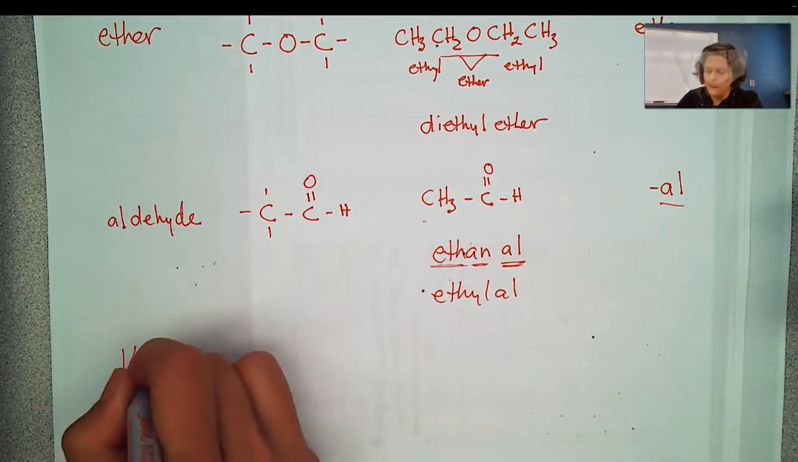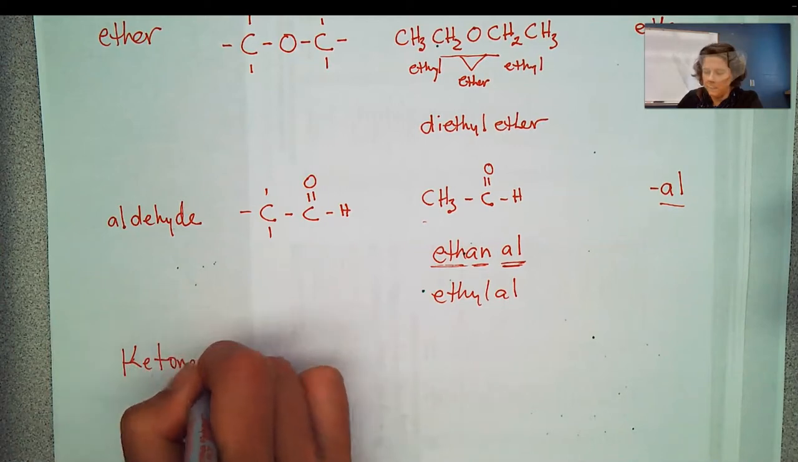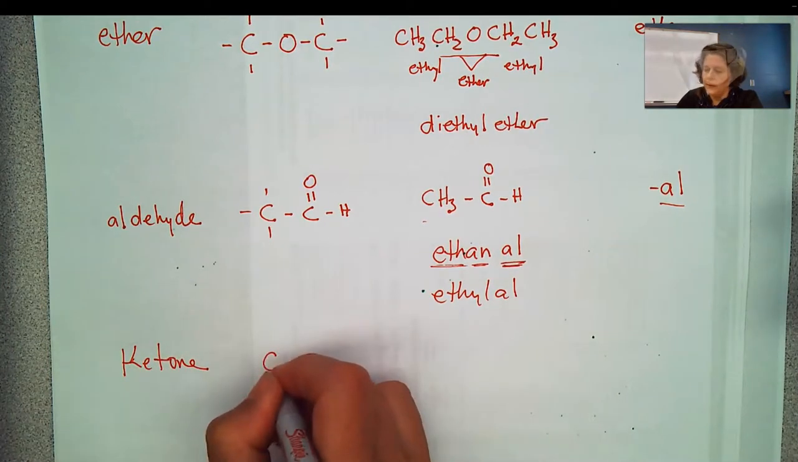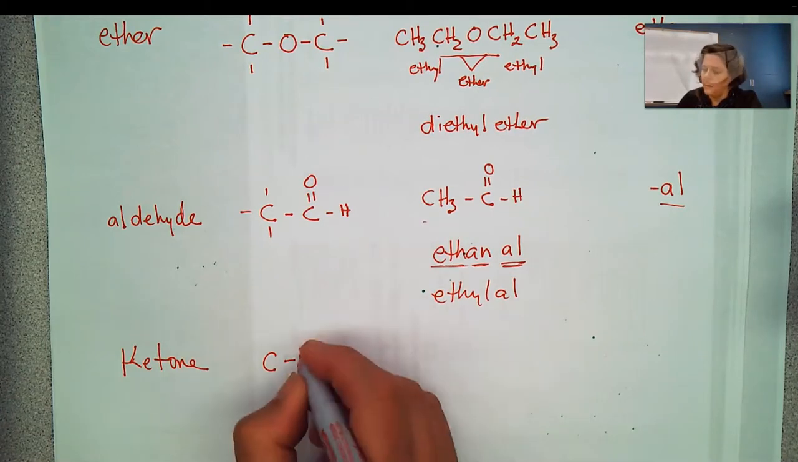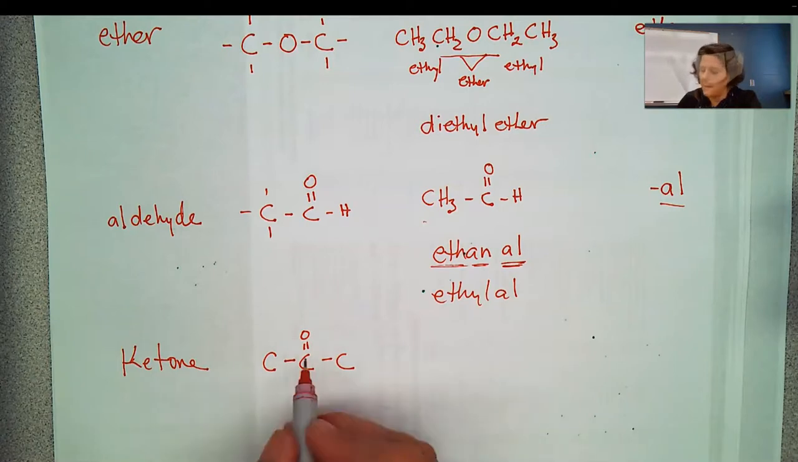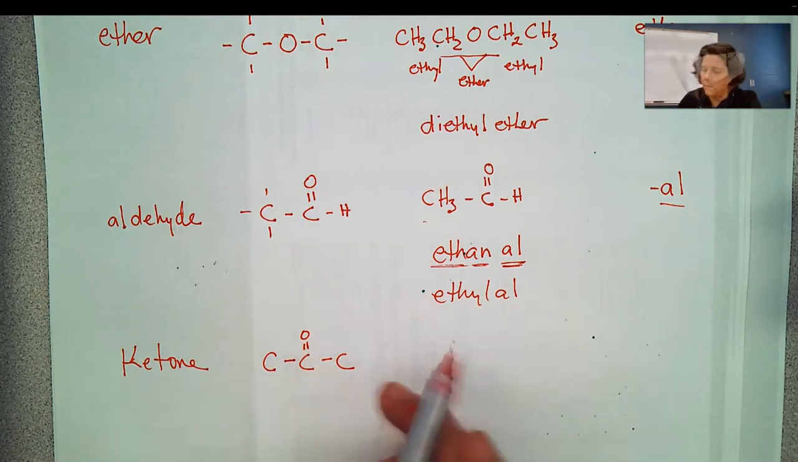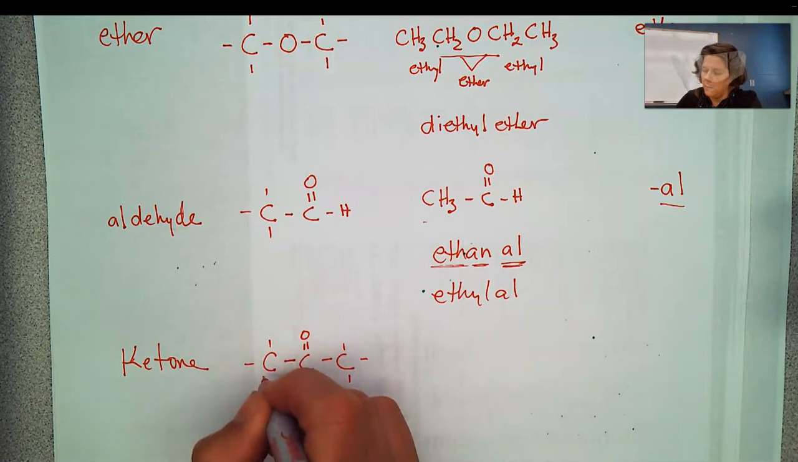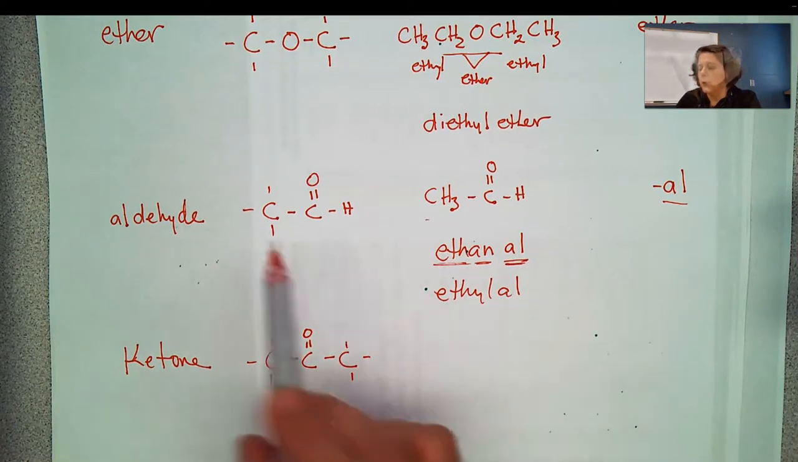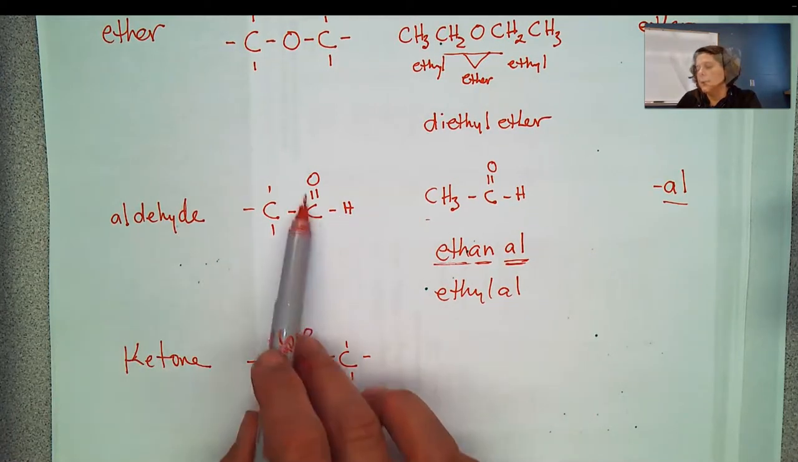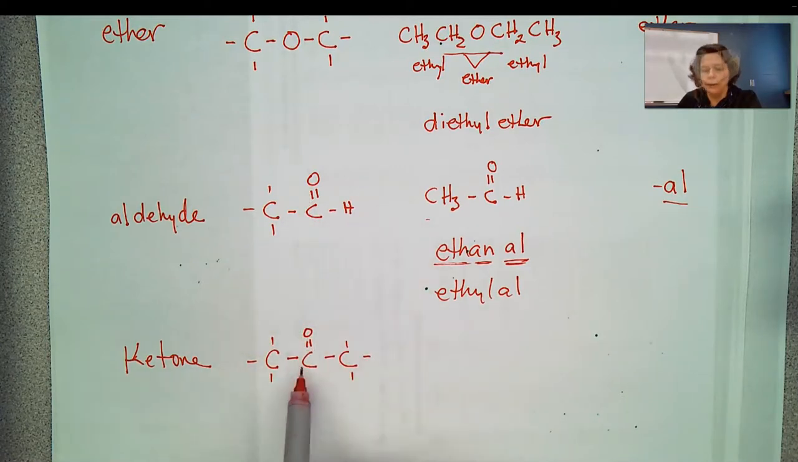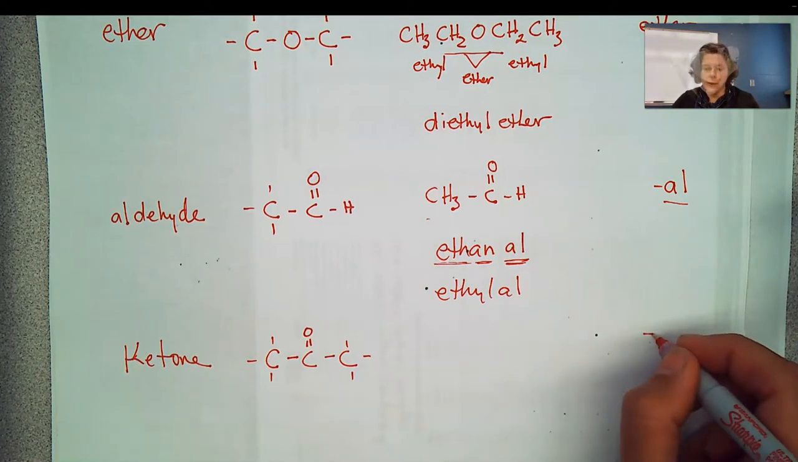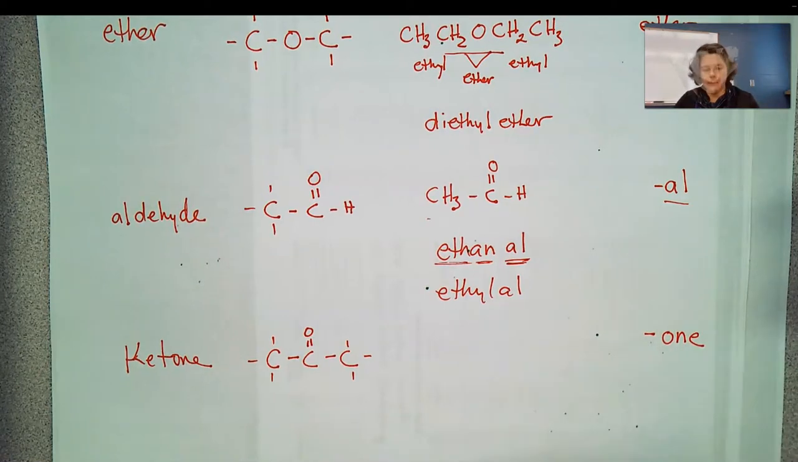Next ones are ketones. So ketones are C, C, C. So we have 3 C's. This middle one has that double bonded oxygen. So now this one has 1, 2, 3, 4 bonds, so this one's full. And then this one and this one can fit onto anything else. An aldehyde has that C double bonded O at the end. Here that C double bond is in the middle. So that's a ketone. The ketones end in O-N-E.